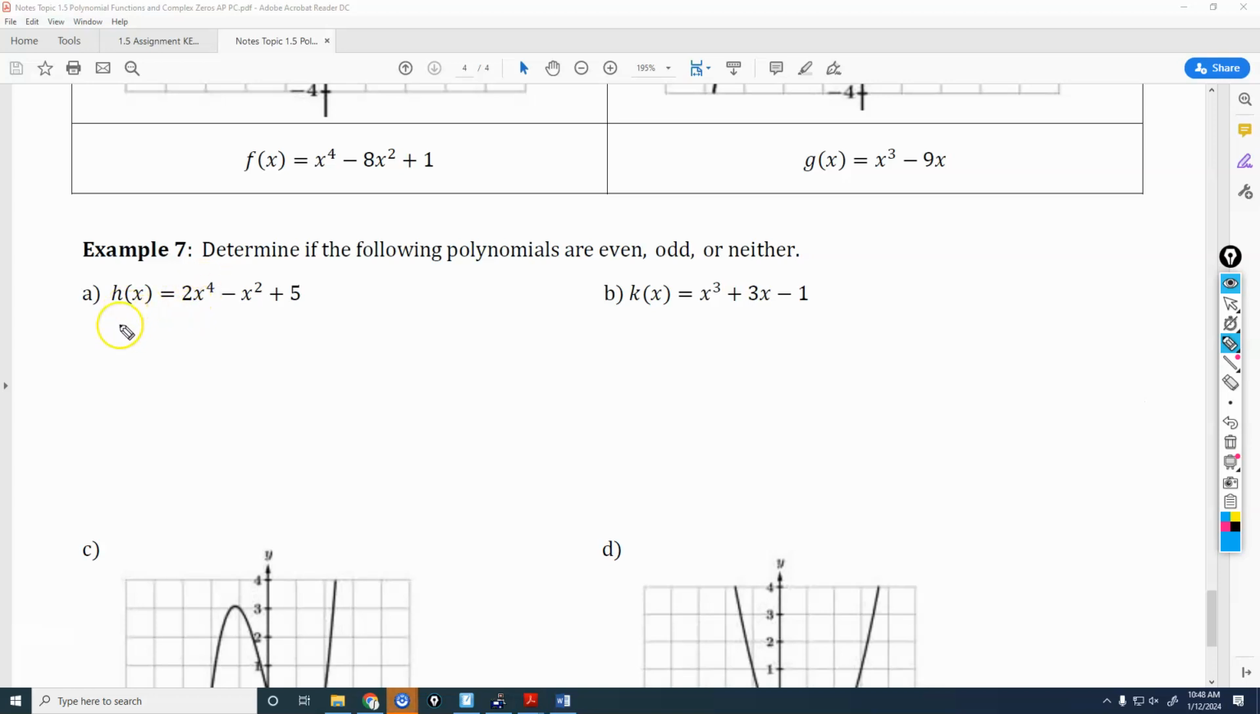Let's plug in 1. So h of 1 is going to be 2 times 1 to the 4th power minus 1 squared.